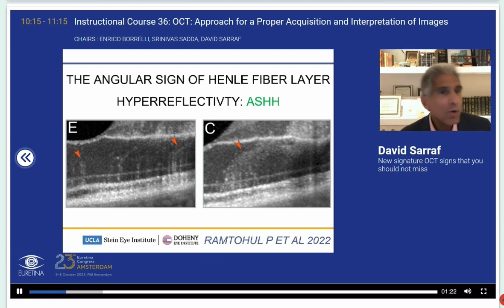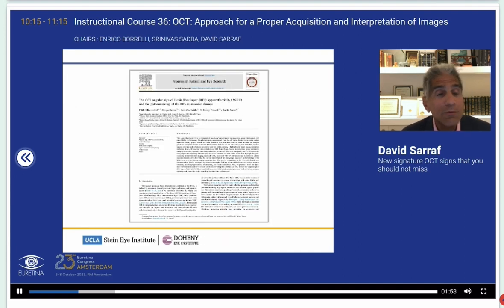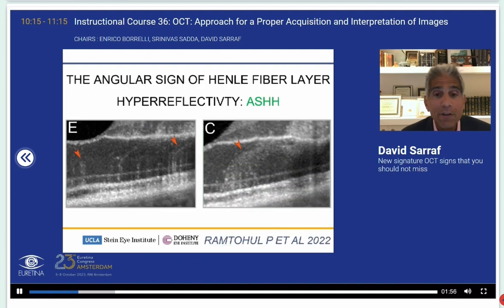So we're going to move to some clinically relevant signs on OCT. We've talked a lot about the technology and the systems and the anatomy, and now we'll put a little bit more clinical context to OCT, and especially these findings that have been described in the last few years that may have impact when you're in clinic. The first one we'll talk about was just published: the angular sign of Henle fiber layer hyperreflectivity, which we refer to as ASH, recently published in Progress in Retinal and Eye Research by Priti Ramtahal and a bunch of us, Dr. Sada, Dr. Foyne, and myself.